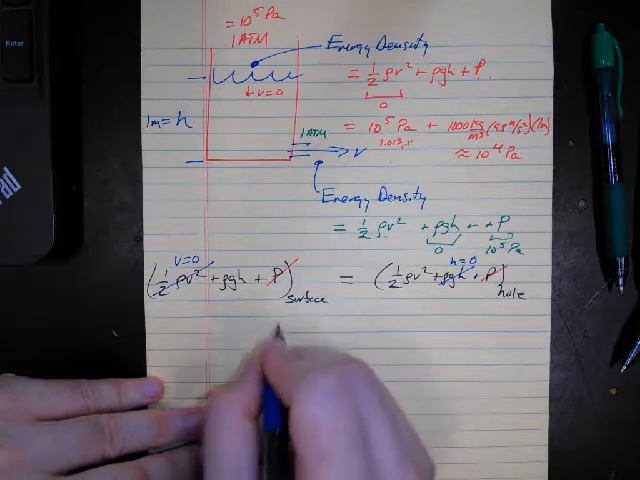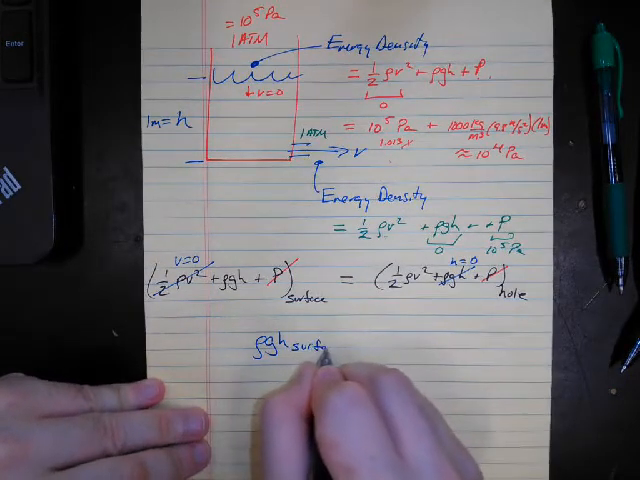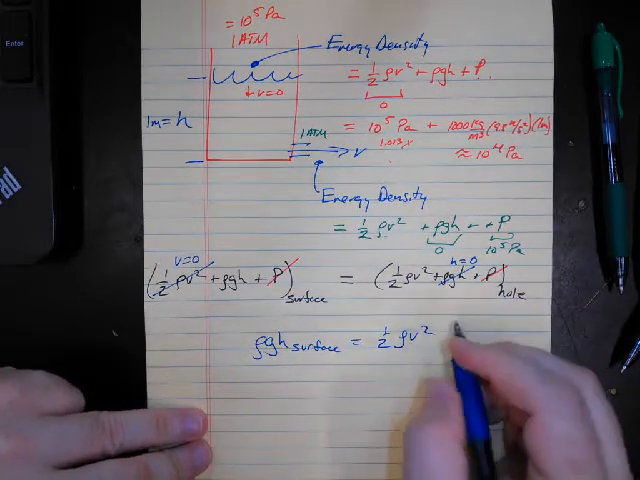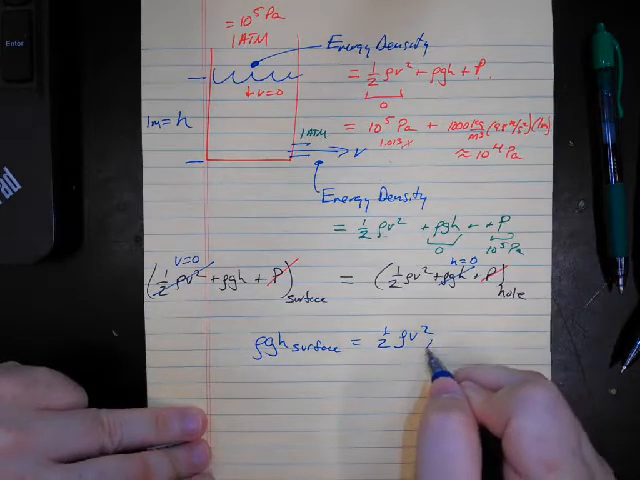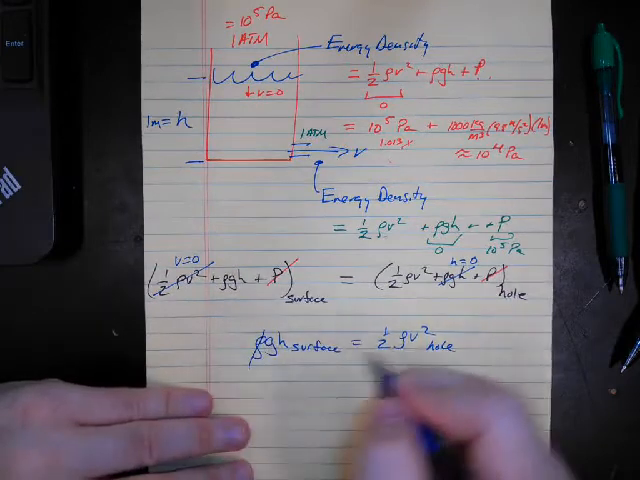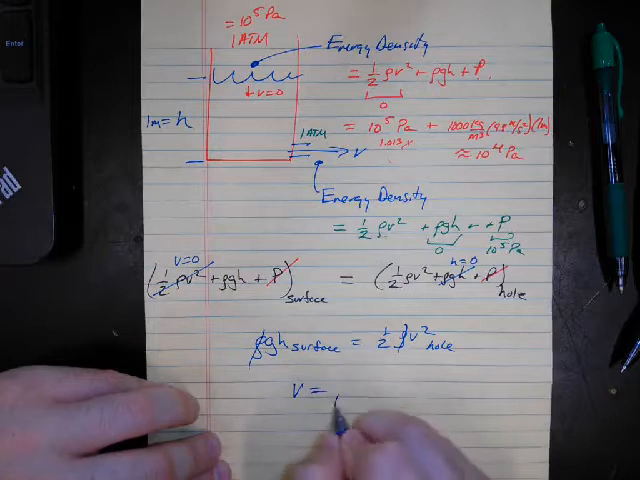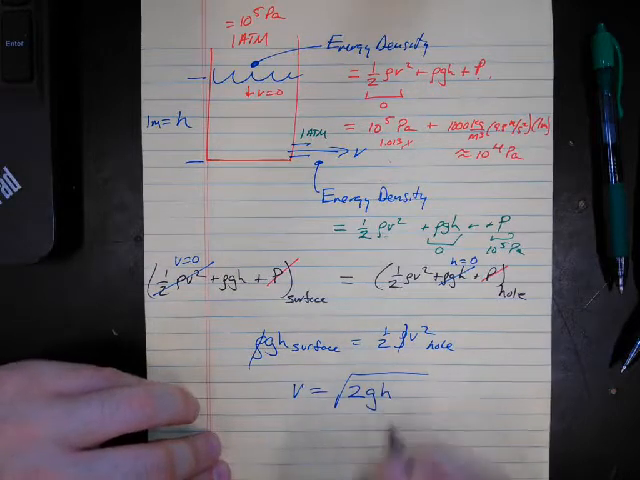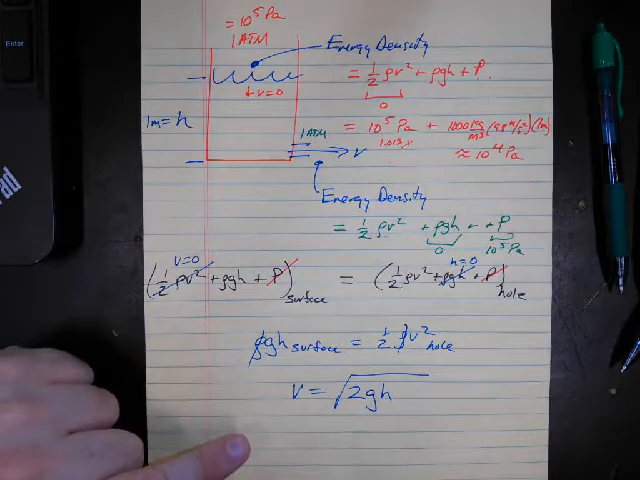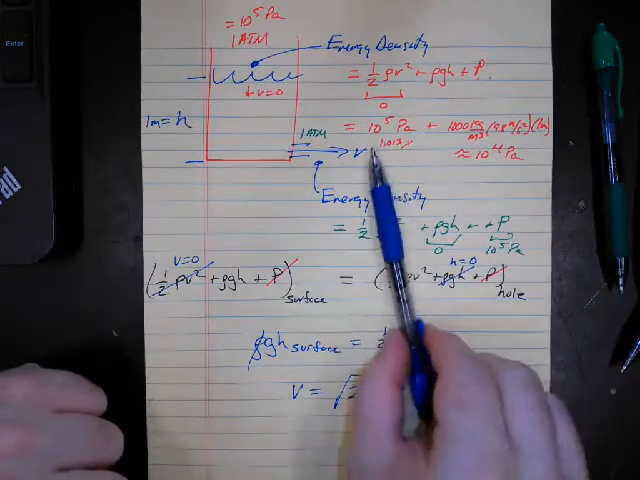And so what we're left with is rho gh for the surface equals 1/2 rho v squared for the hole. Well, the densities go away. It's the same fluid. And surprisingly, you get this formula. V is square root of 2gh, which is exactly what you would get if you just dropped the object from the top of the water down.